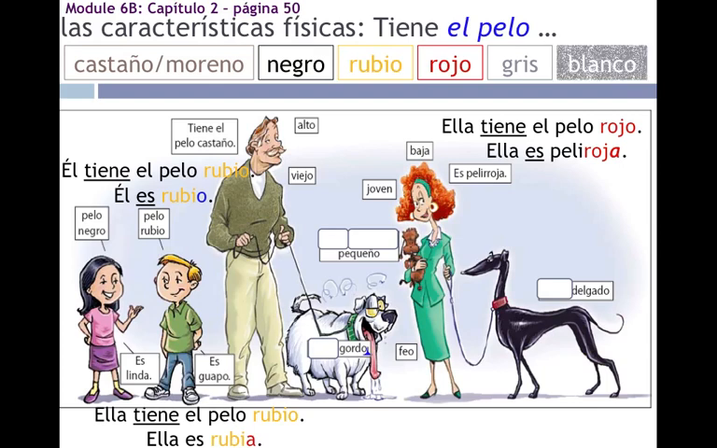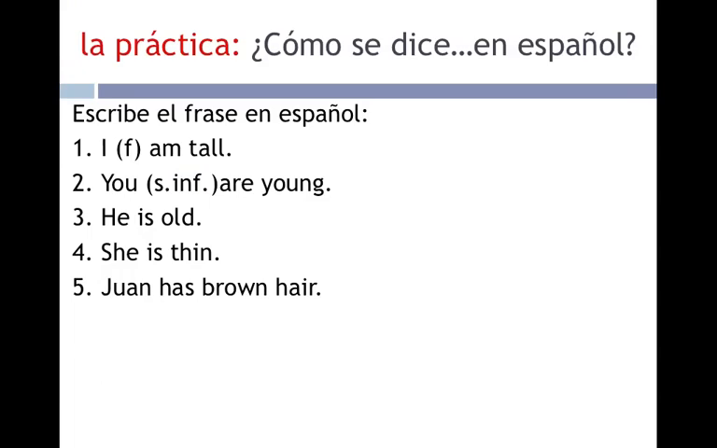El pelo blanco. And we have a couple more modifiers if you want to say that someone is very tall or a little bit thin, something like that. We use muy. So, por ejemplo, maybe we could say he has very blonde hair. Él tiene el pelo muy rubio. The dog is very thin. El perro es muy delgado. We might want to say, the dog is a little fat. El perro es un poco gordo. The muy and the un poco go before the adjective.